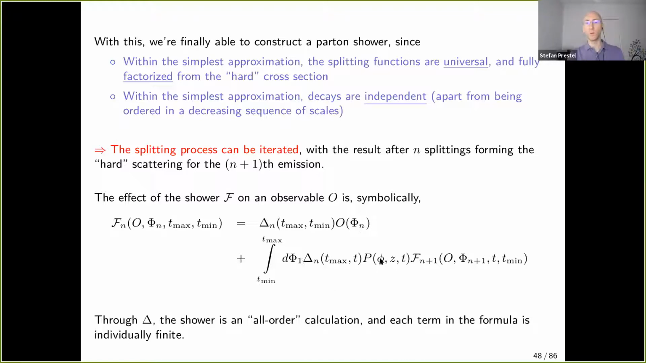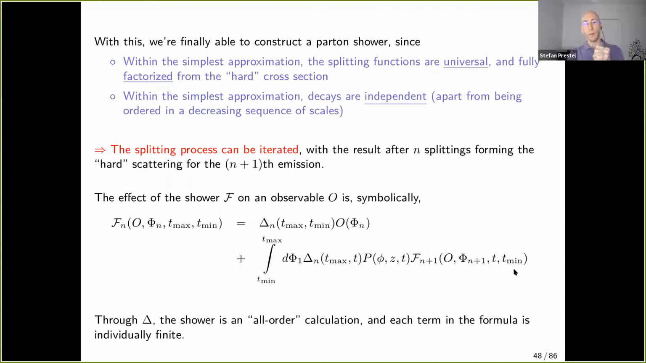And then you have a term where a splitting occurs at a particular scale t. Again, keeping in mind that if it happened at a particular scale t, it did not happen before that scale t. And once you do that, this can act as the seed for a subsequent decay, that then defines a shower on these decay products, acting now on an n+1 body phase space, measuring the observable O again between scales t and the minimum scale.